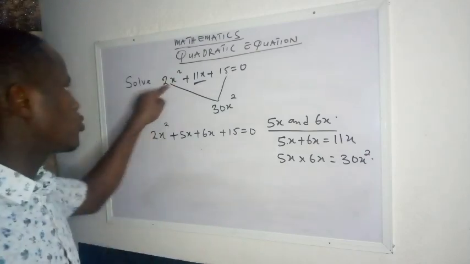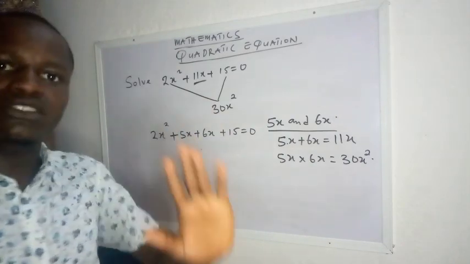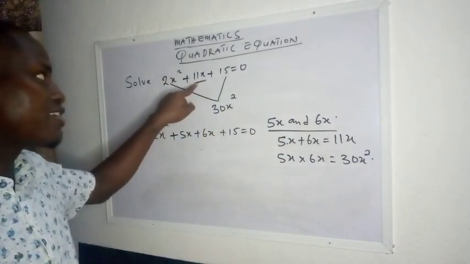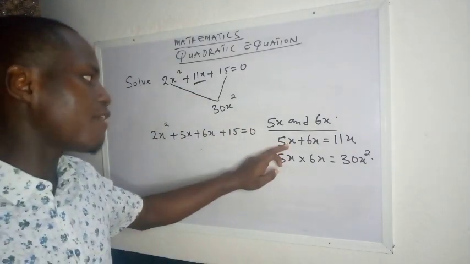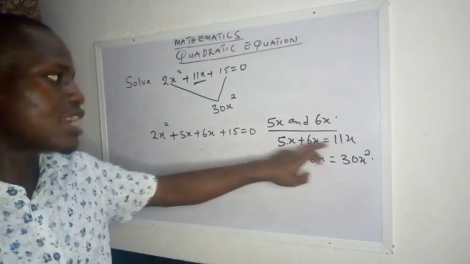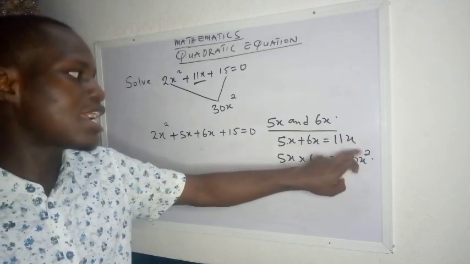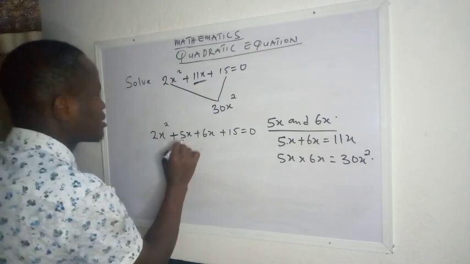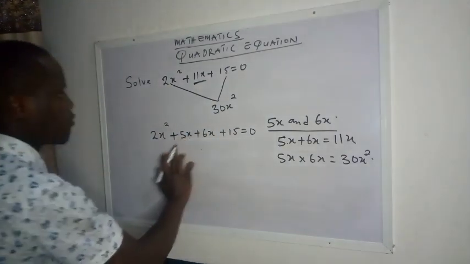Okay, now what's the first step? You use this term to multiply this term, you get 30x squared. You look for factors of 30x squared that will give you the middle term, which is 11x, when you add or subtract them. Now, the factors are 5x and 6x. Why? Because 5x plus 6x is 11x, and 5x times 6x is 30x squared. So that is why we are replacing this 11x by this term. Okay, now next we'll group. I'm going to group them.